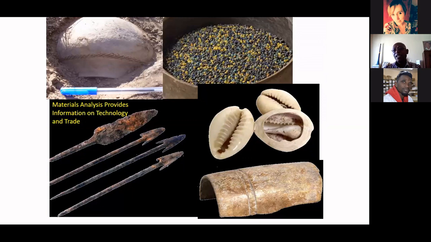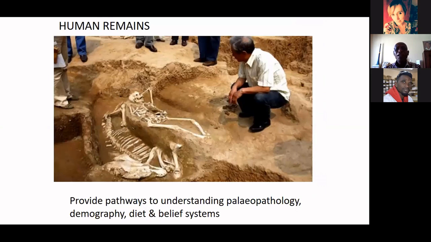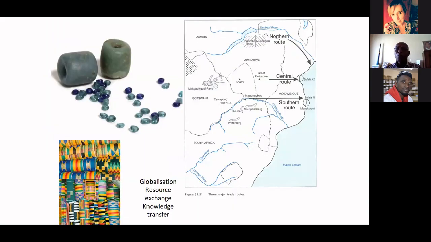And then, of course, the material analysis, which provides information on technology and trade. One can look also at metallurgy and the processing, which again are great innovations that we can reflect from the past. And of course, you can talk about human remains and how these contribute to such things as paleopathology, demography, diet, belief systems, among many other aspects.